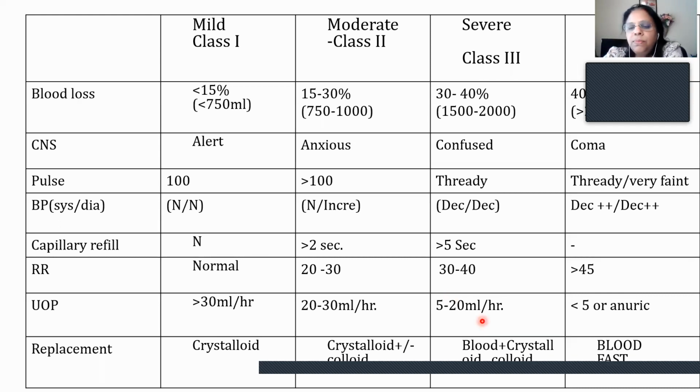You might have time to get the cross match blood, but you might not as well. So in that case, O negative should be given. Otherwise, group specific. Otherwise, if there is time, cross matched, right?